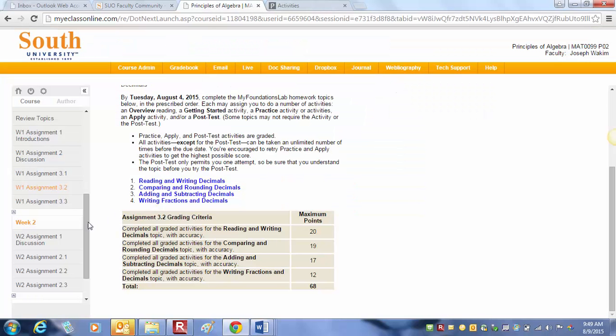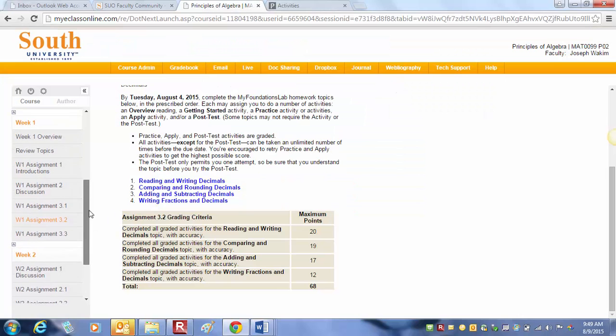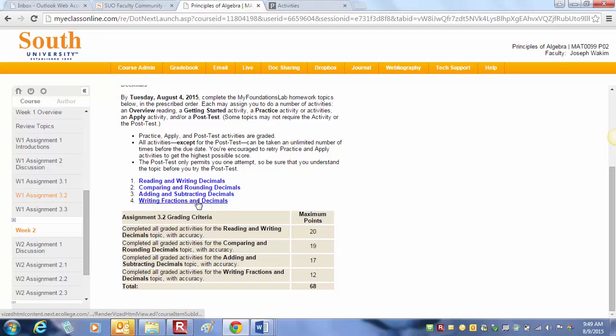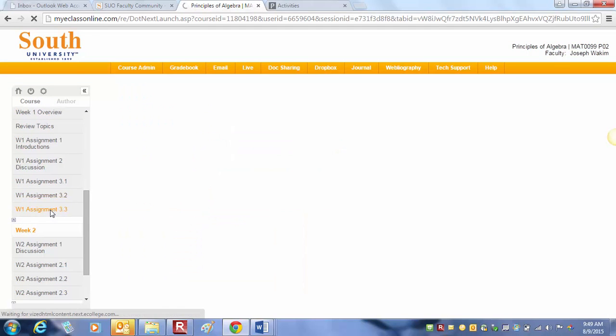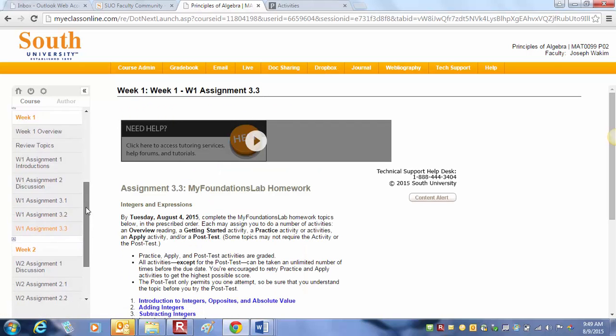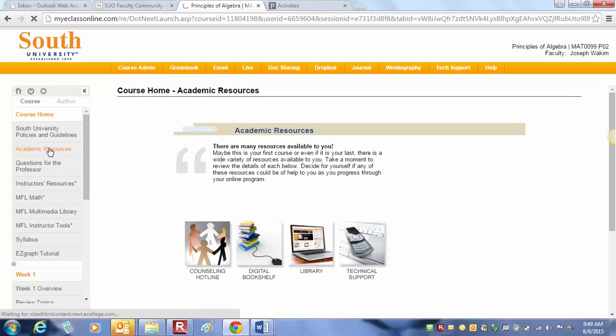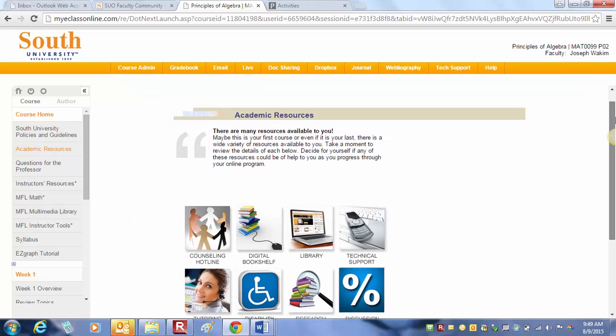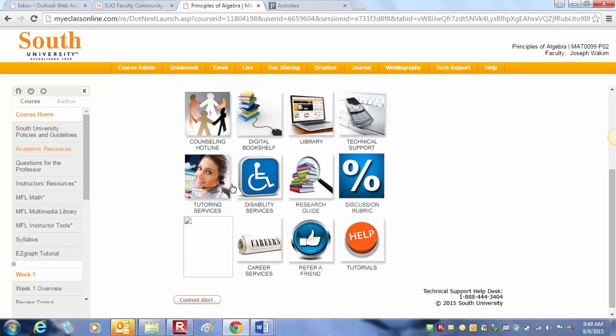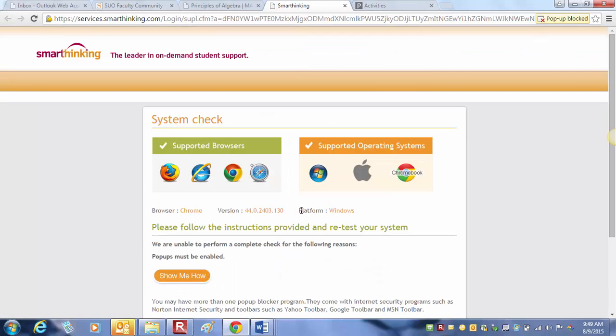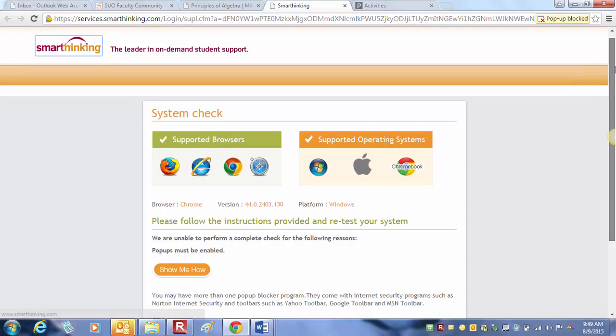So basically this is how you're going to be successful in this class. You have to finish all the topics. You have to just move from one step to another. And notice also we have all these resources over here, academic resources. Let's say you need help and you're stuck in the middle of the night, you can go to the tutor service, and these are free online tutors that are available 24/7.